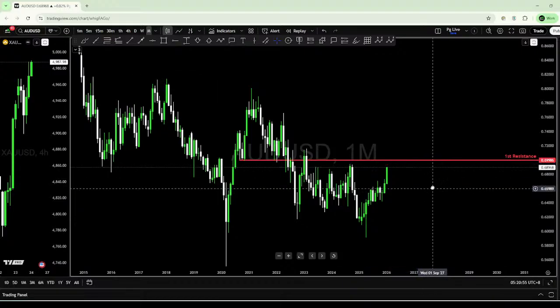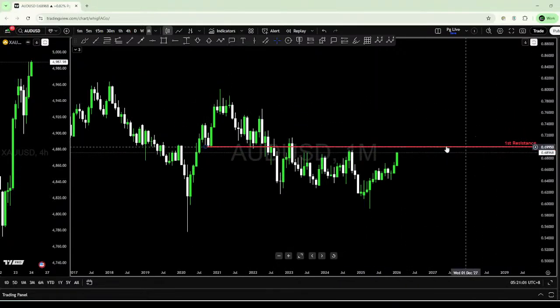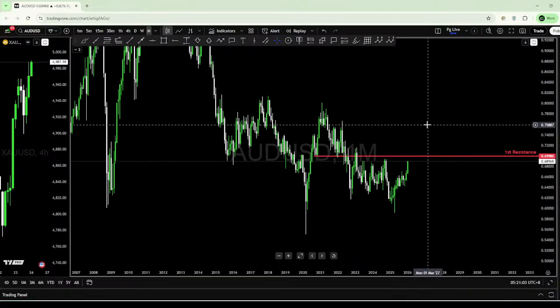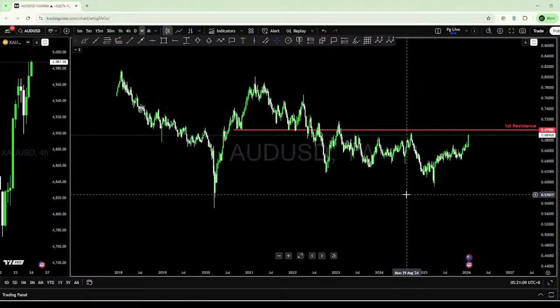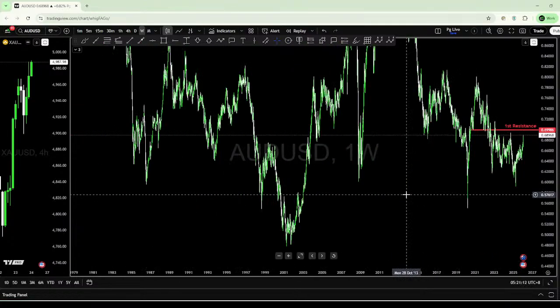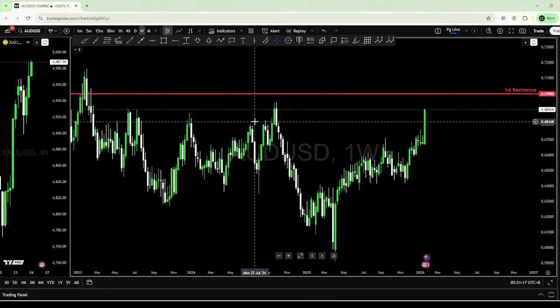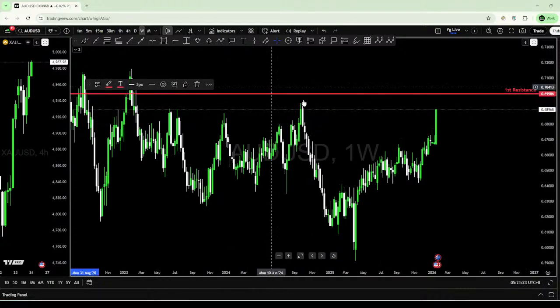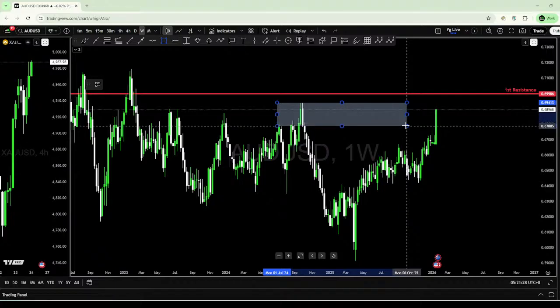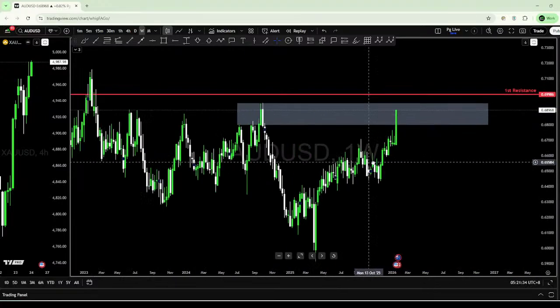So this is going to be the key that we want to see. If the body closes above, I think we're going to see the bullish move for the Aussie, for the monthly and weekly as well. Right now they are approaching this supply zone. Basically this is going to be a supply zone for the Aussie.